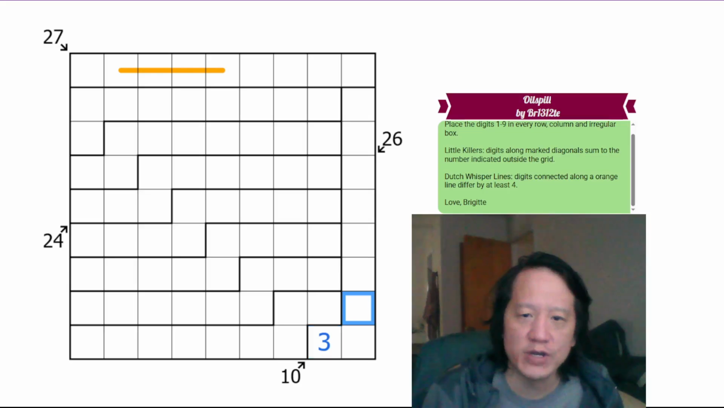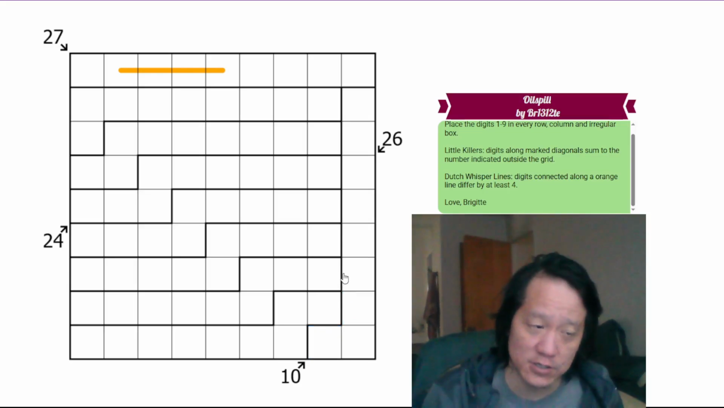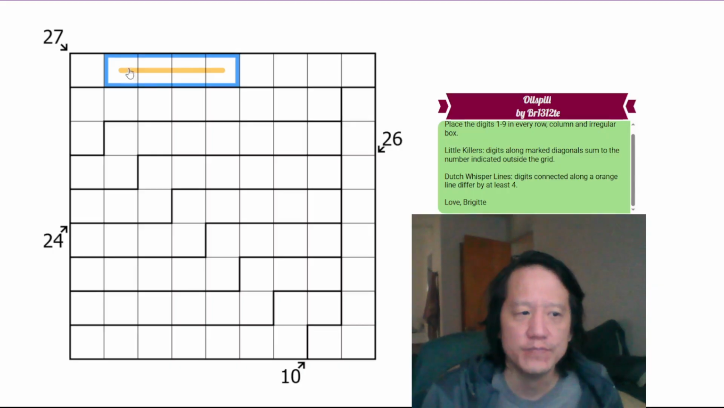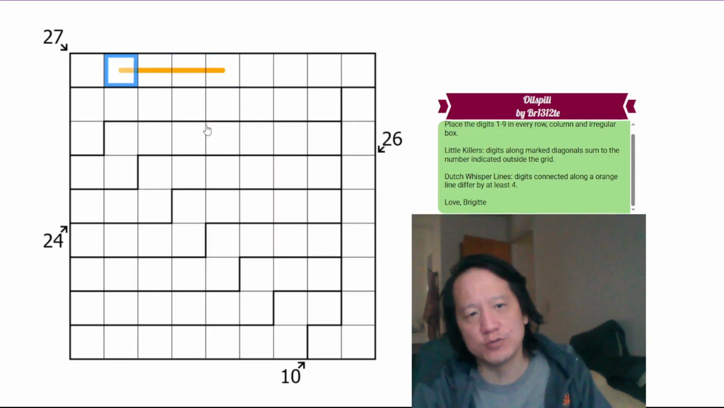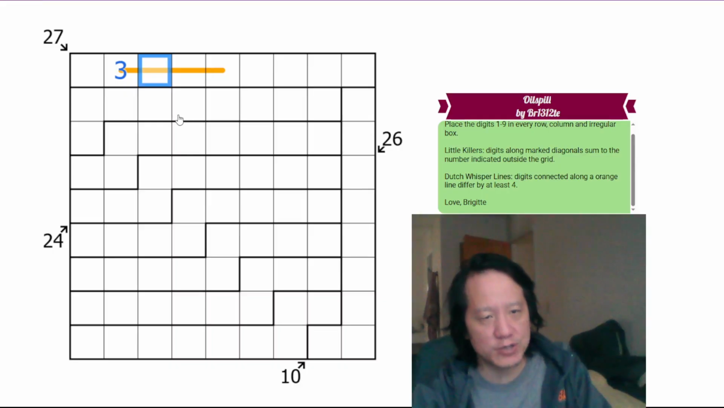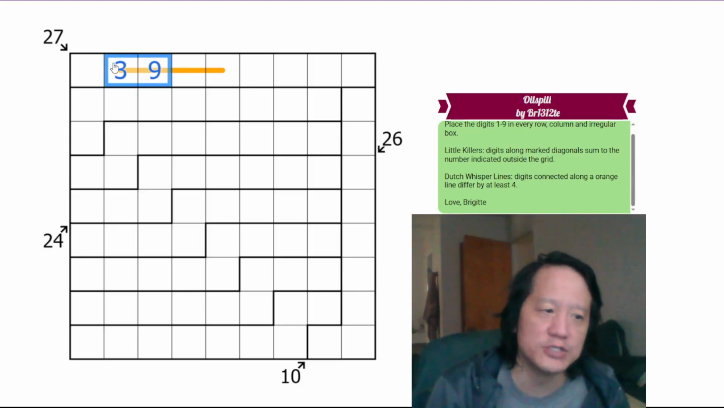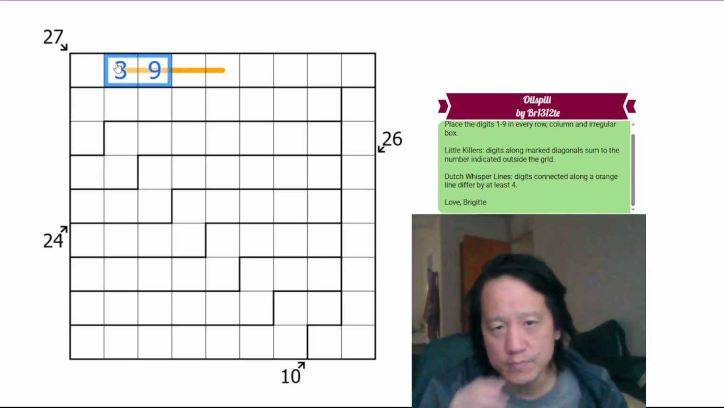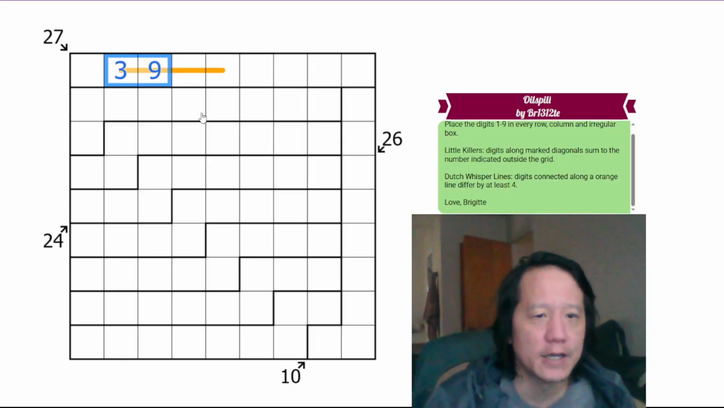And finally, we have Dutch whisper lines, or as I like to call them, whisper 4 lines, where digits connected along an orange line differ by at least 4. So if for example this was a 3 here, this digit would have to be 7, 8, or 9, because those are the only digits which are 4 or more away from 3. And those are all the rules.